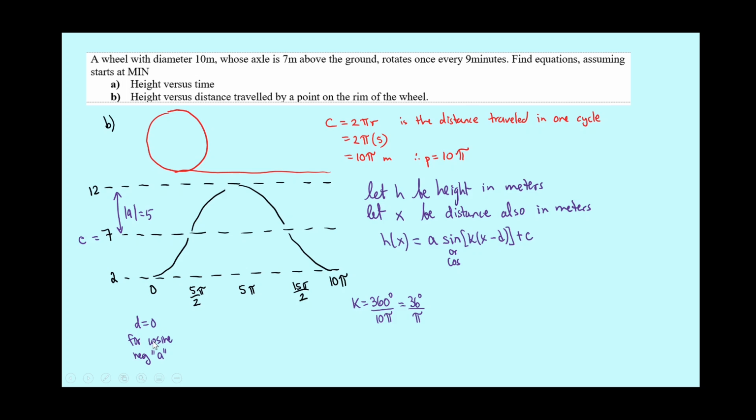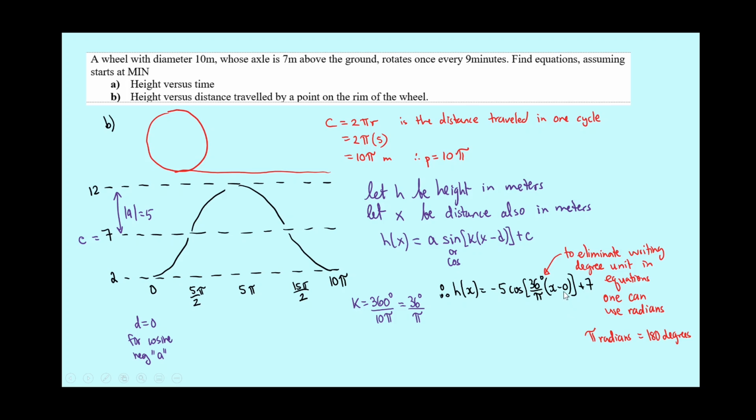And then for this one, I will do d equals 0, and I'll use cosine with a negative a, because this is where cosine starts at minimum instead of at maximum. And so this is what the equation will look like. I'm using 0 for d, negative on the a to match that. This is my k. Don't lose that degree symbol on the 36. It is important.